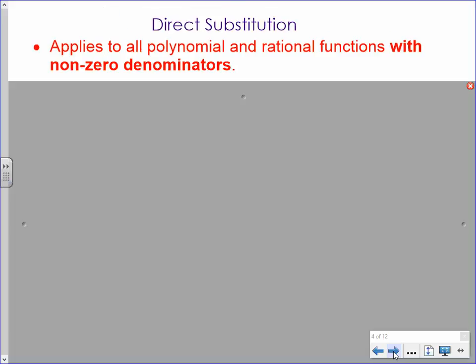So let's work with some direct substitution problems. Direct substitution basically means we're not going to look at the graph. We're going to take our x value and plug it into our limit. Whatever our function is, we plug it in because we know that that's the y value that we're going to be approaching.